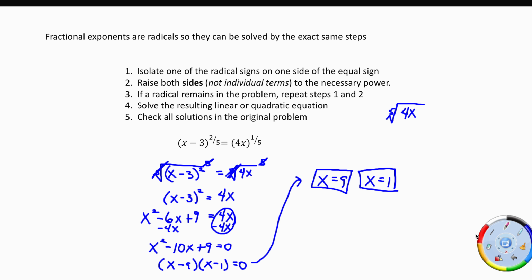All right, so we really wouldn't have to rewrite that problem either. I just need to recognize that, wait, fractional exponents are radicals. So I could have just said, let's just raise this to the 5th power. Raise this to the 5th power. Right? Because when I have an exponent raised to an exponent, I multiply. 2/5 times 5. Notice what happens. So that'll cancel, leaving the x minus 3 squared, and the same thing here, leaving just the 4x.